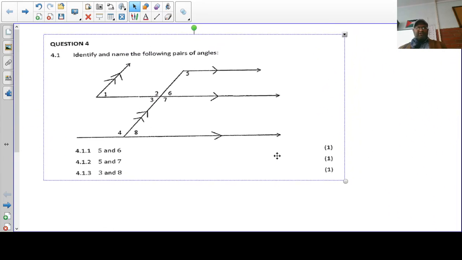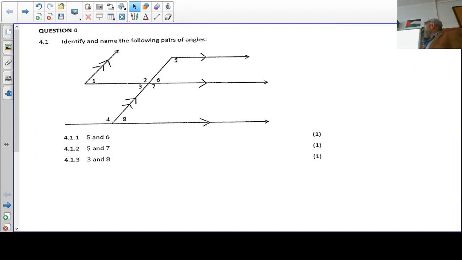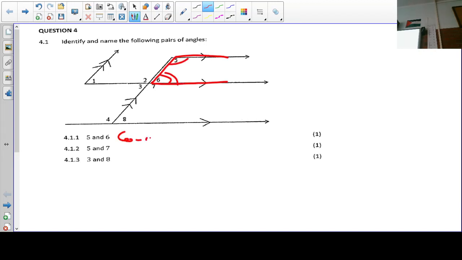I'm sure most of you got your mark for this question. Identify the name of the following pair of angles. So 5 and 6. What do we call these? They are co-interior angles. Not so?